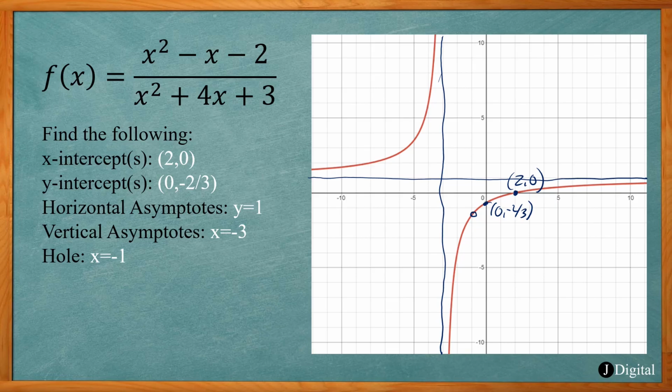So I hope this video will help you understand how to graph rational functions. You're going to have x and y intercepts. You're going to have horizontal asymptotes, vertical asymptotes, slant asymptotes, and holes to deal with.